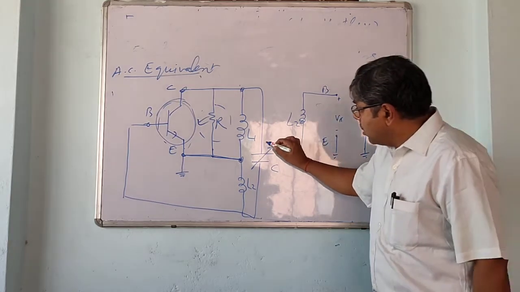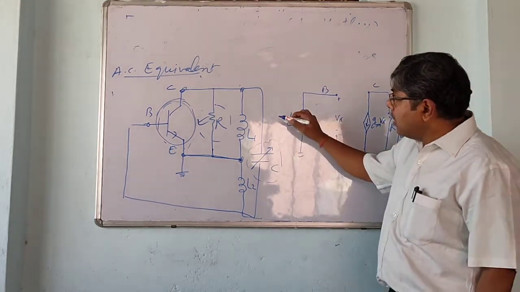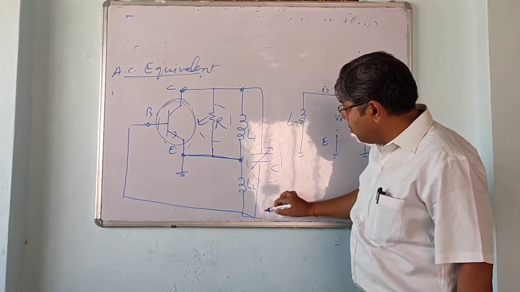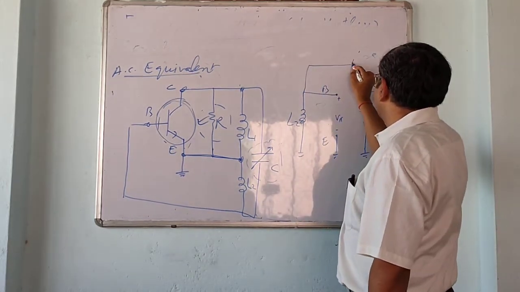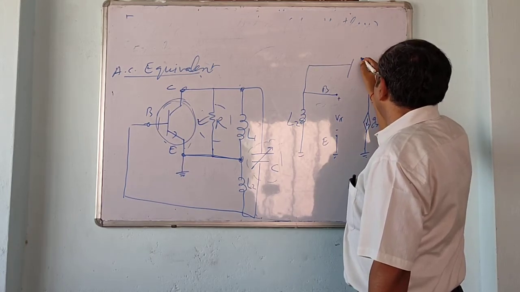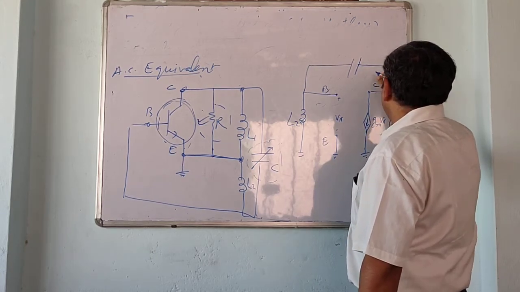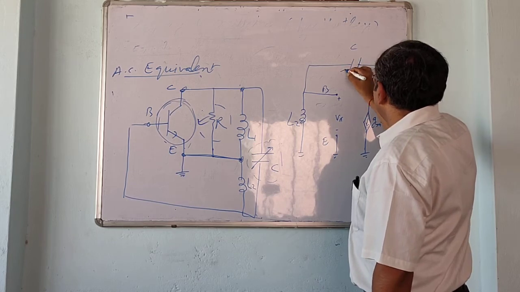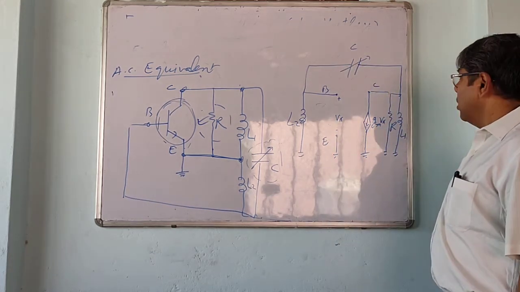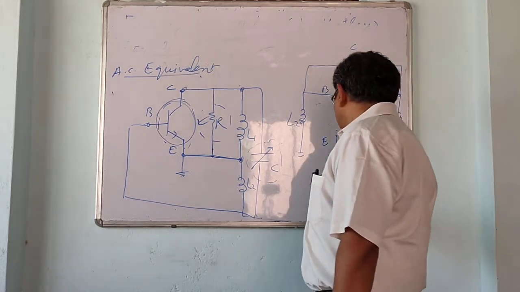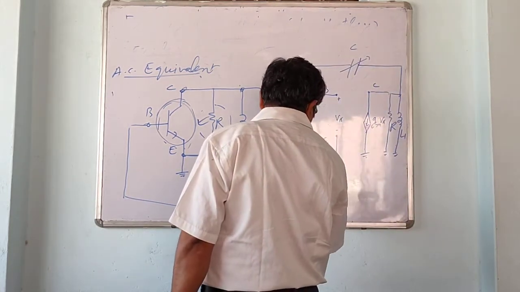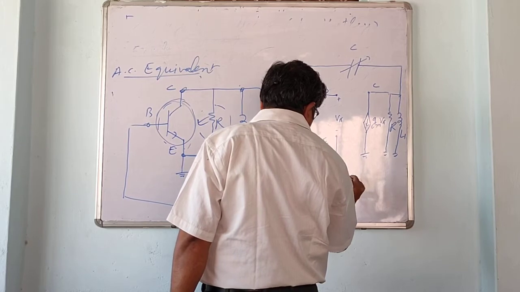And what about this capacitor? Capacitor is connected between collector and emitter. So you can connect this capacitor here in between. This is the variable capacitor between collector and emitter. So this is the final AC equivalent circuit.